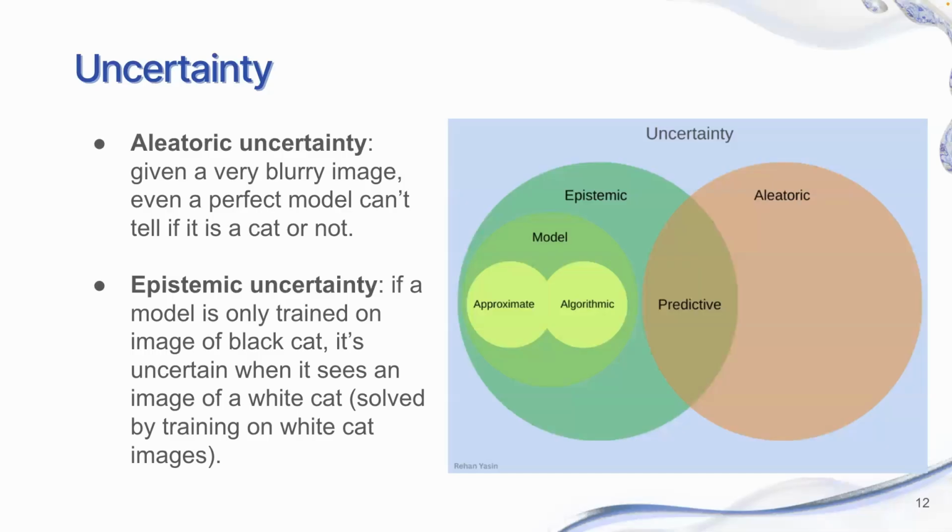So in reality, your prediction always lies in between the two, where there's always some epistemic uncertainty and aleatoric uncertainty. But in the end, epistemic is what you're mainly dealing with, because there's nothing you can do with aleatoric uncertainty.